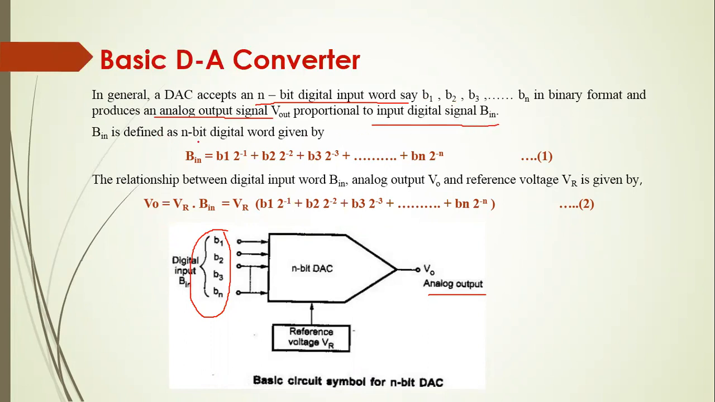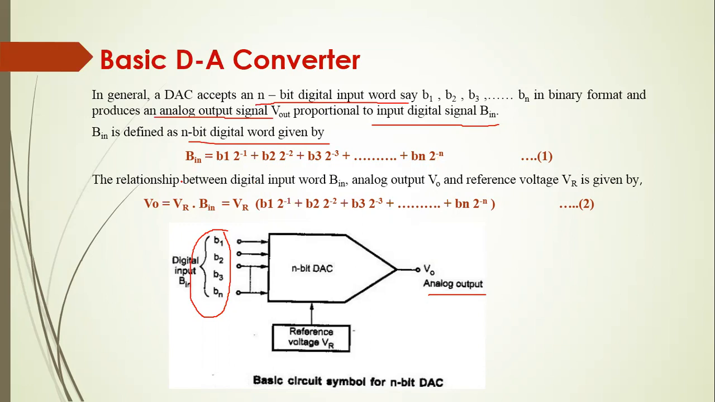Bin is defined as the n-bit digital word and it is given as B1 into 2 power minus 1, or you can represent it as B1 by 2 plus B2 by 2 power 2 plus B3 by 2 power 3 and so on till Bn by 2 power n. If you bring the denominator terms to the numerator, you can represent it as B1 into 2 power minus 1 plus B2 into 2 power minus 2 plus B3 into 2 power minus 3 and so on till Bn into 2 power minus n. This is the binary input signal.